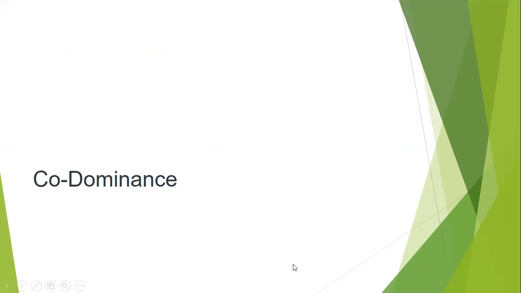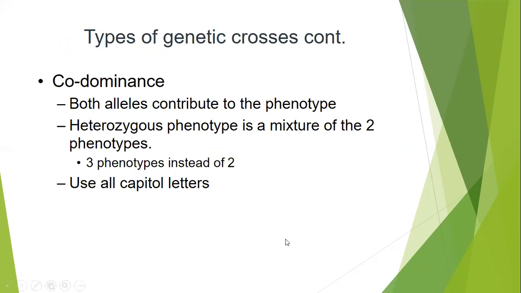Codominance. Codominance is what it sounds like. You have 2 traits and neither of them is willing to give up to the other one. We're going to write it very similarly to incomplete dominance. Again, 3 phenotypes instead of 2. No dominant, no recessive, no little letters.